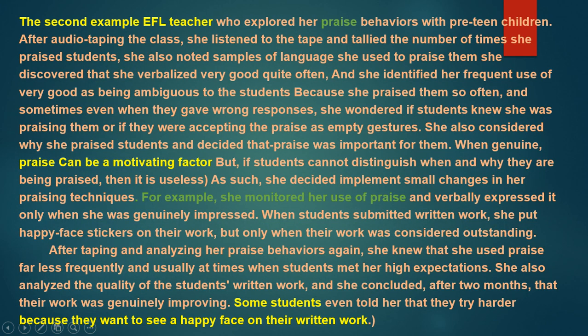And the second example is the exploration of praise, rewarding the student. The students will be very happy if you reward them with positive praise. Why? Because this praise can be a motivating factor. But if the students cannot distinguish why they are being praised, then it is useless. So praise should be given for a very good, excellent answer.